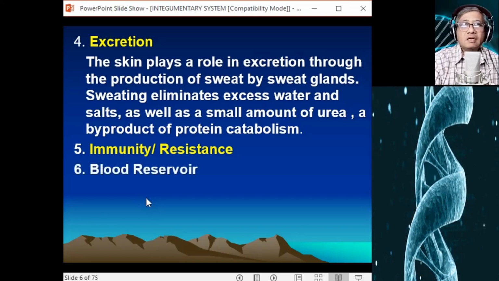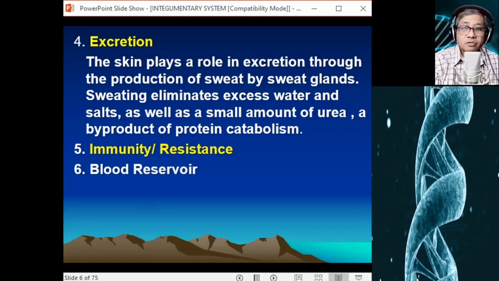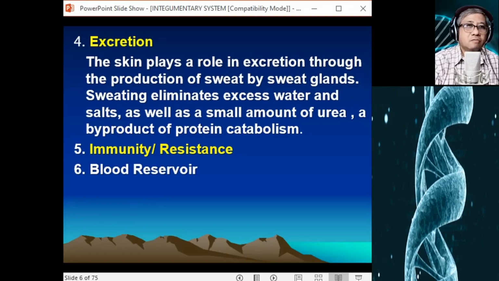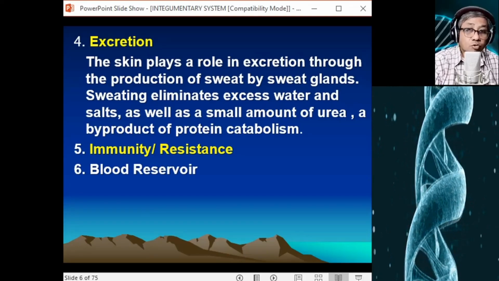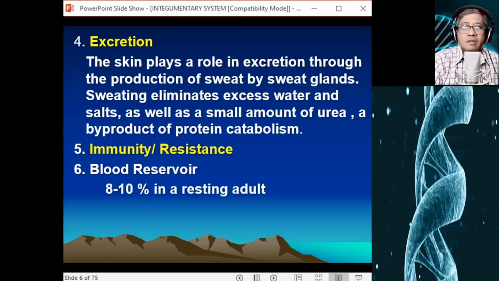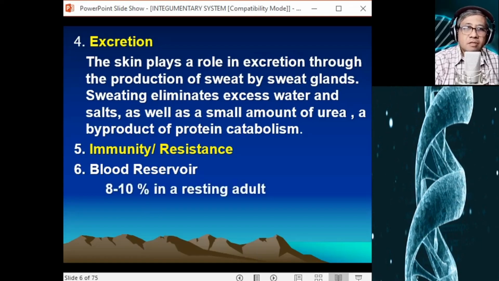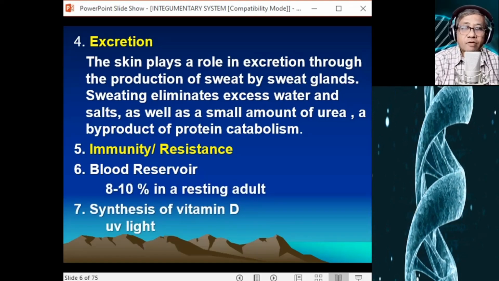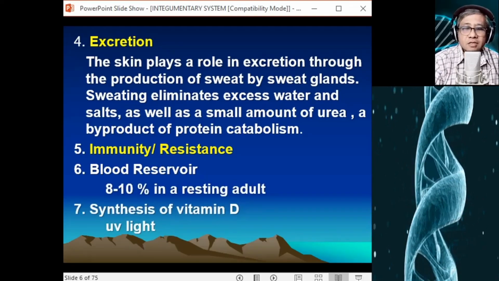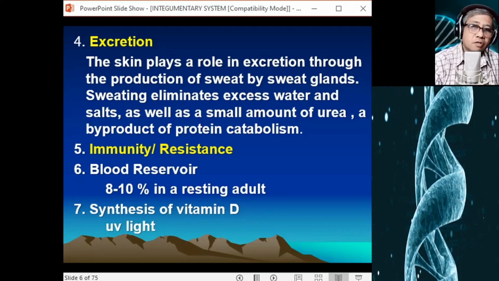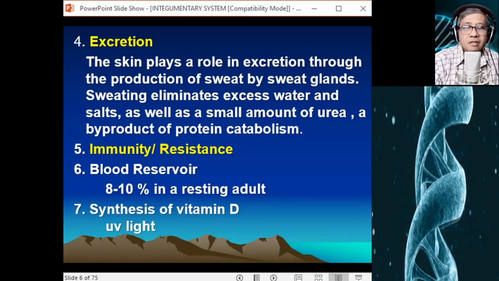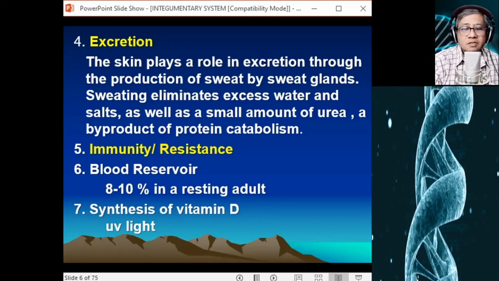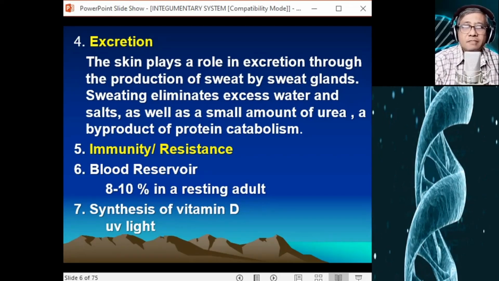Okay, the skin also serves as a blood reservoir, again because of the blood vessels in our skin that more or less store blood. There's 8 to 10% of blood in a resting adult. And lastly, we have the synthesis of vitamin D by the skin. The skin aids in the production of vitamin D by exposure. Upon exposure to UV light, the skin produces vitamin D.